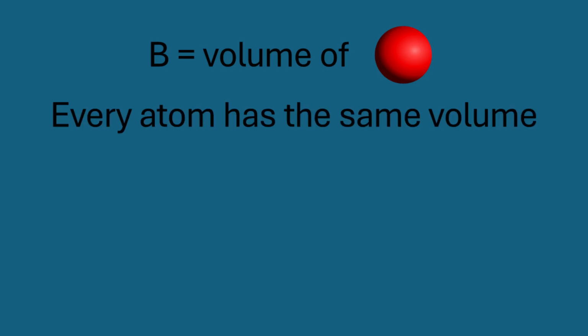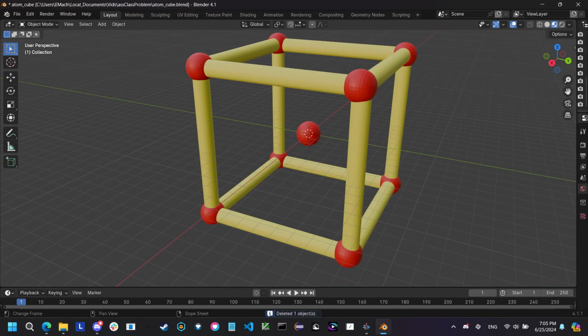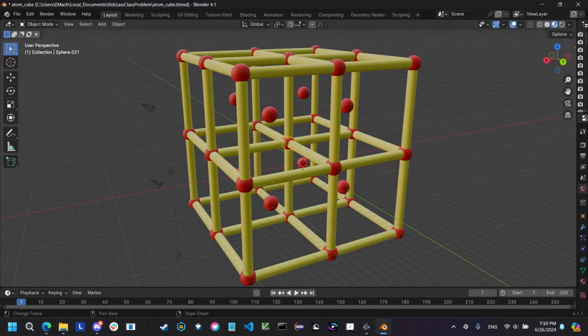Additionally, from the problem description, we know that every atom in the crystal is the same exact type of atom, meaning that every atom has the same volume. Keep that in mind, it'll be important later. Earlier, I said that each cube has an atom at its corner. When I said this, though, we were just zoomed in on one cube. In reality, each vertex atom rests at the corner of 8 different cubes all at once.